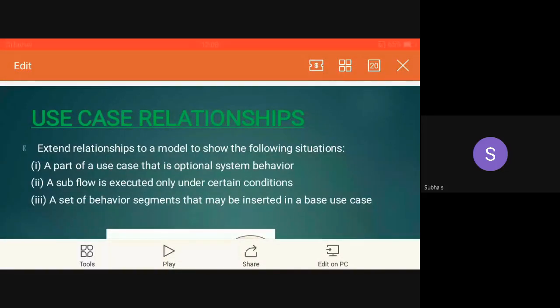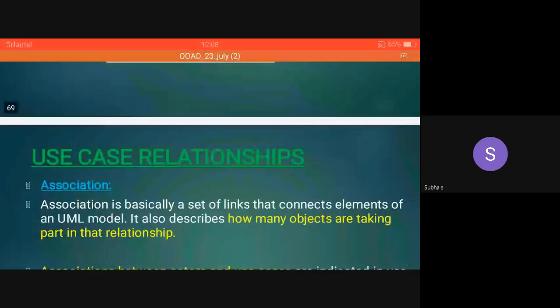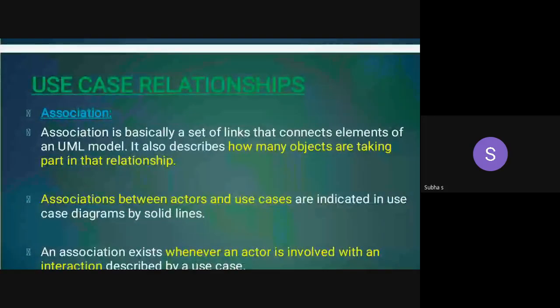Next one is the association. Here the association is basically a set of links that connect elements on a UML. So how many objects are taking part in the relationship? Here, the association between the use case, I told you what I told. Anybody remember? What is it? One rectangle box is there.